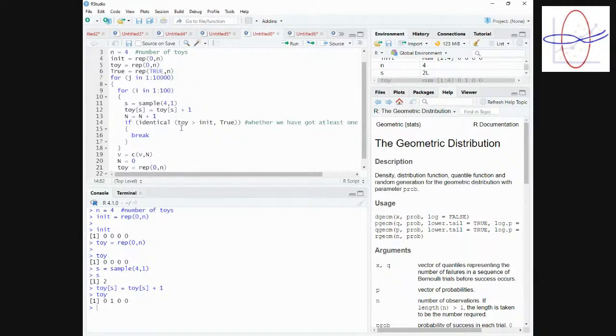That means initially it's 0, 0, 0, the init one. So a toy must be greater than init if and only if each one of them is greater than or equal to 1. That's the meaning. So it's a condition that we have got at least one of each toy. That's what we are checking at every single step.